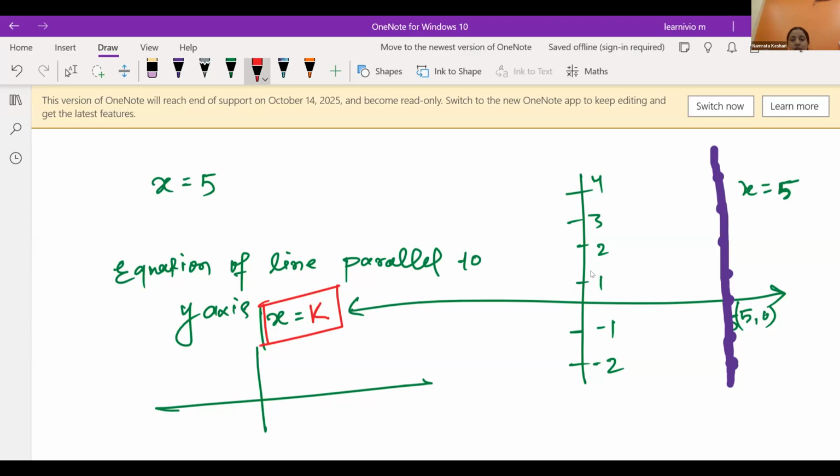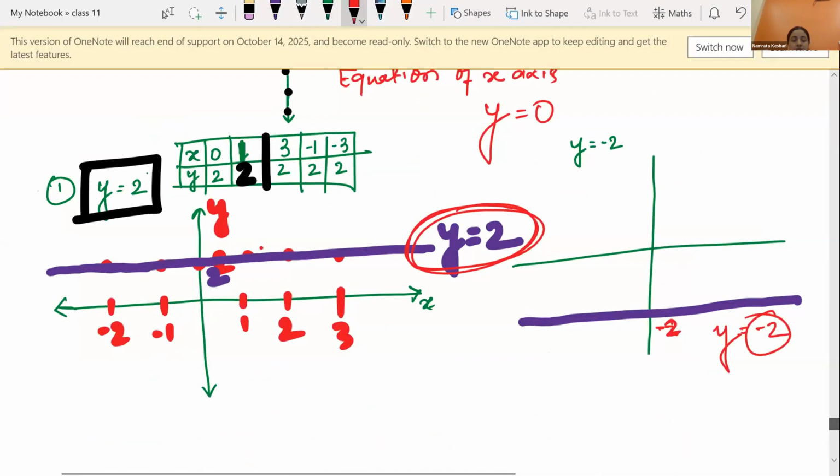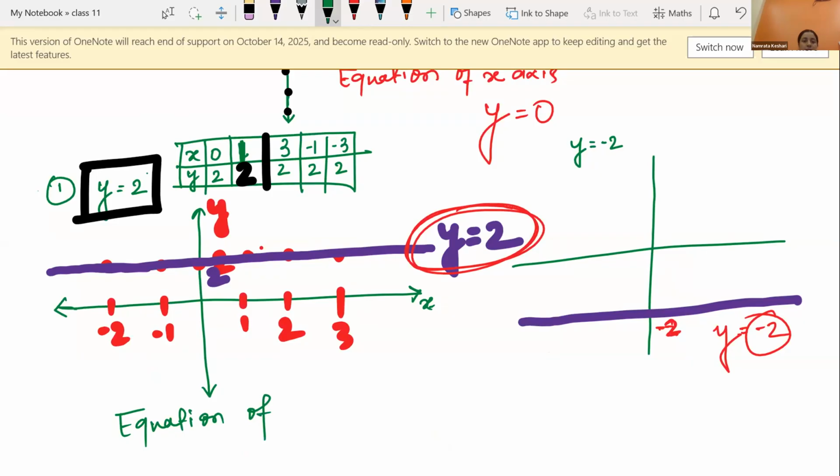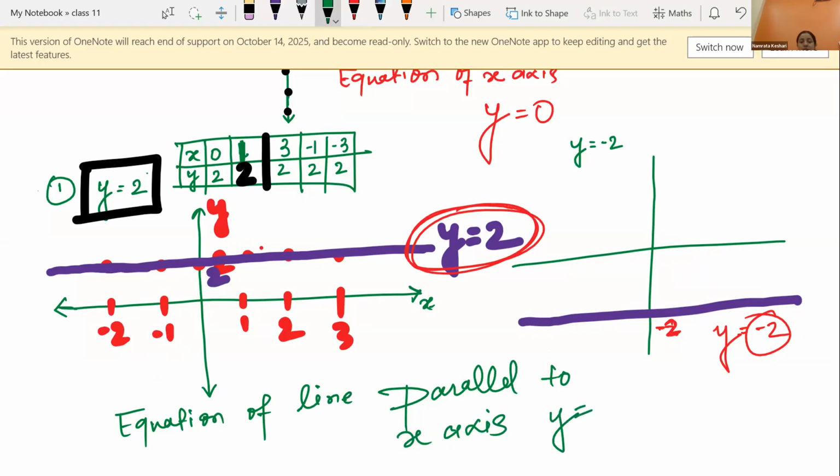Yes, ma'am. Clear. And for the previous one, equation of line parallel to x-axis. Is it making sense? Please note it down.